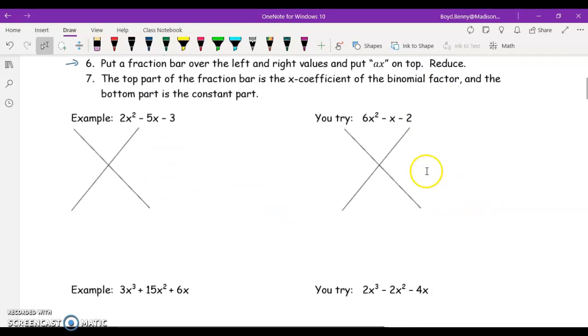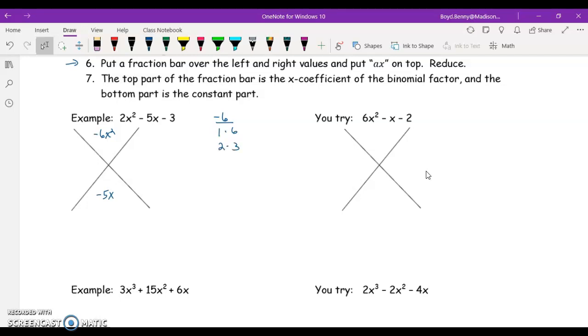So let's take a look at this first example. If I multiply a times c, I would have negative 6x squared. And b is negative 5x. Okay? Now, I'm not sure right away what multiplies to give me negative 6 and adds to give me negative 5. So I'm going to go ahead and just list the factors of negative 6, or of 6 to start with, and then negative 6.